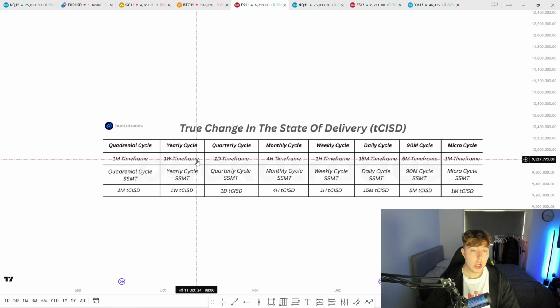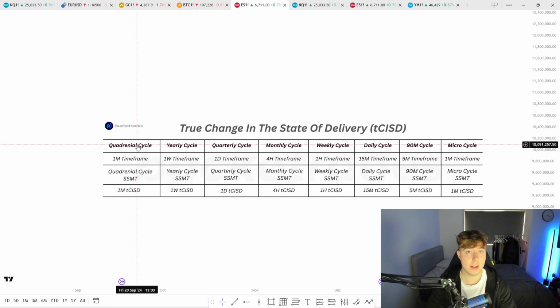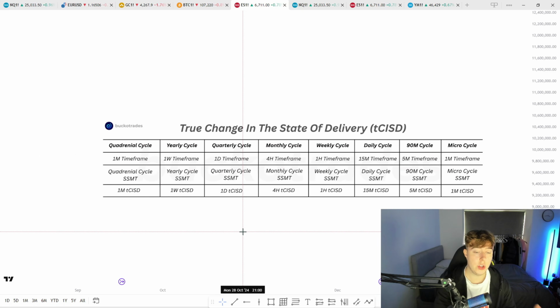Okay. So now a true change in the state of delivery can only occur if a sequential SMT occurs. Okay. So let's say we've got a quadrennial cycle sequential SMT occurring, right? So on the monthly time frame, we can see sequential SMT between 2 consecutive years, because that is what a quadrennial cycle SMT is. Once that sequential SMT takes place, so let's say we're in 2025, we run below 2024's low. We then have our sequential SMT, if of course a closely correlated asset hasn't run below its previous year low, creating that value swing, therefore the sequential SMT is there.